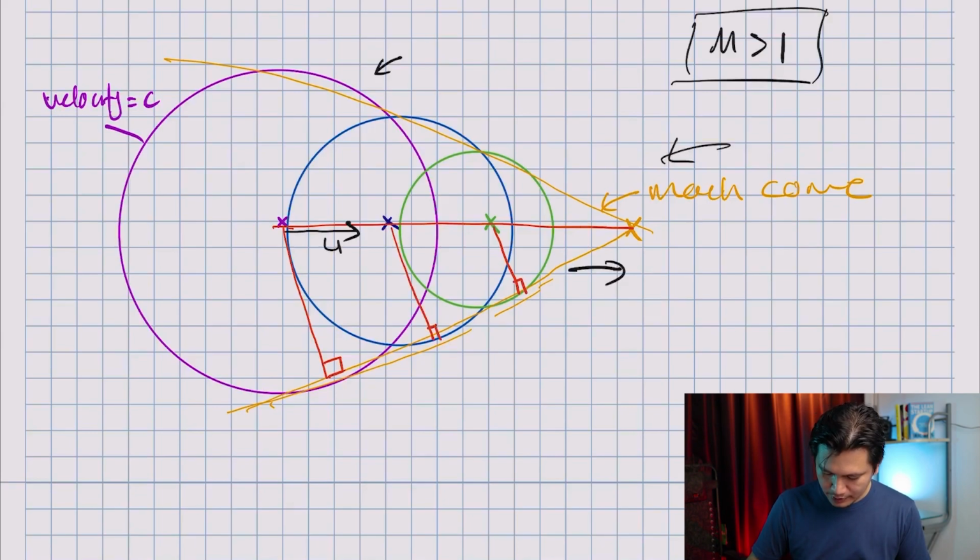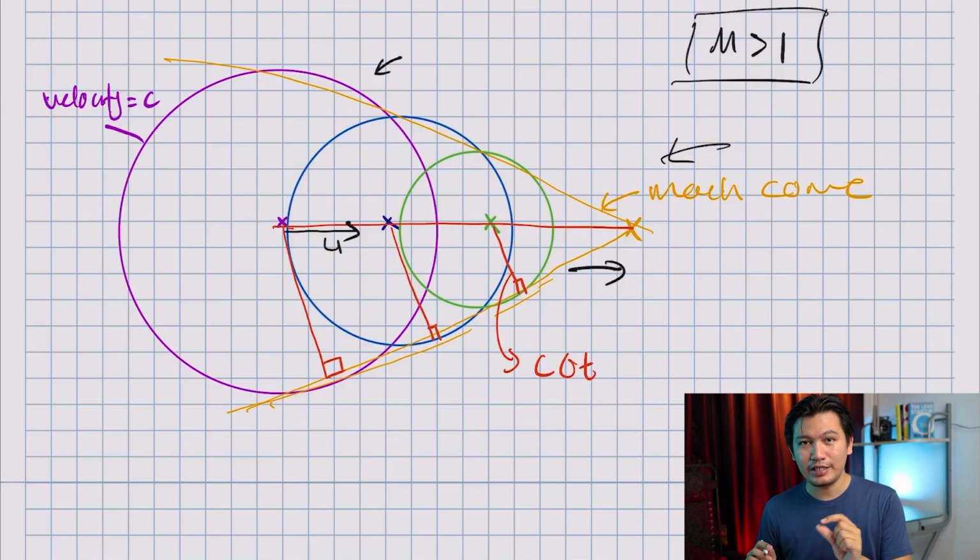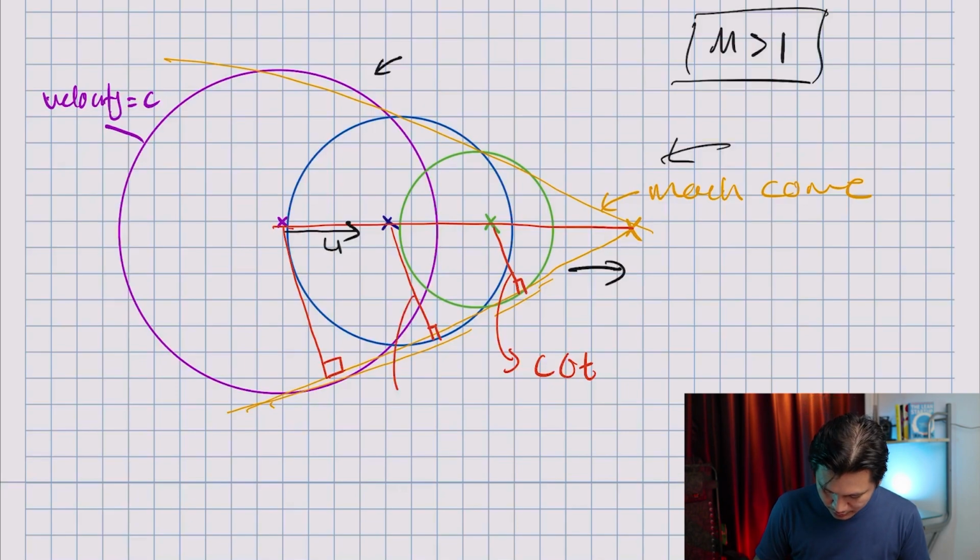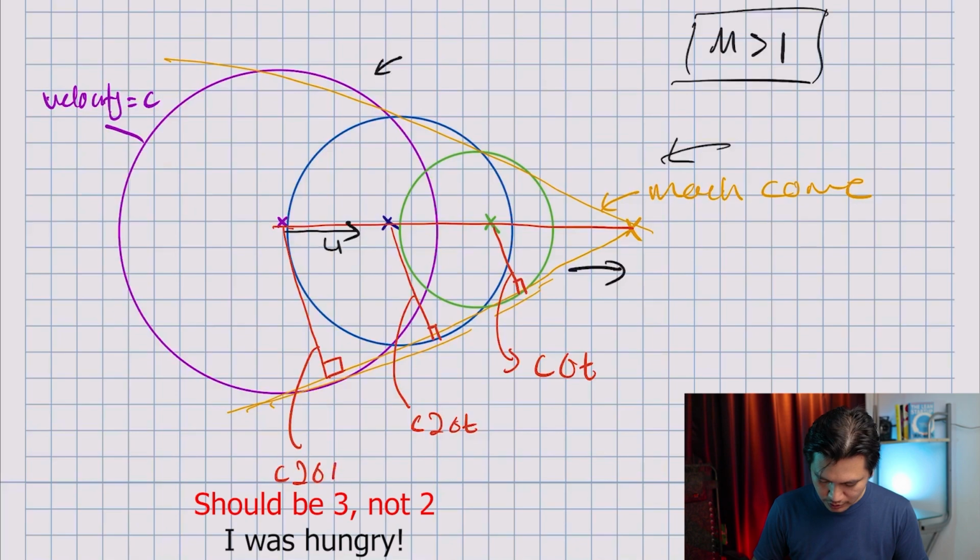The distance for this is c times delta t, right? If you multiply velocity and time, you get the distance. So c, the speed of sound, times delta t. And in here, because it happens after 2 delta t, this is c times 2 delta t. And this is c times 2 delta t.